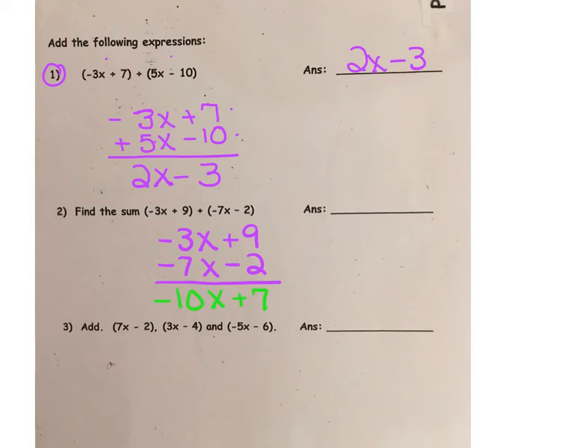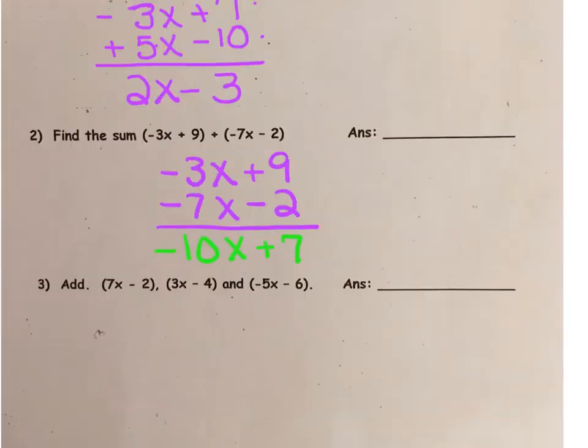And lastly, let's take a look at number 3. Let's stack our like terms. 7x minus 2. And then we grab the next quantity. The 3x goes under the x column, and the loss of 4 goes under the constant column. And then negative 5x minus 6.